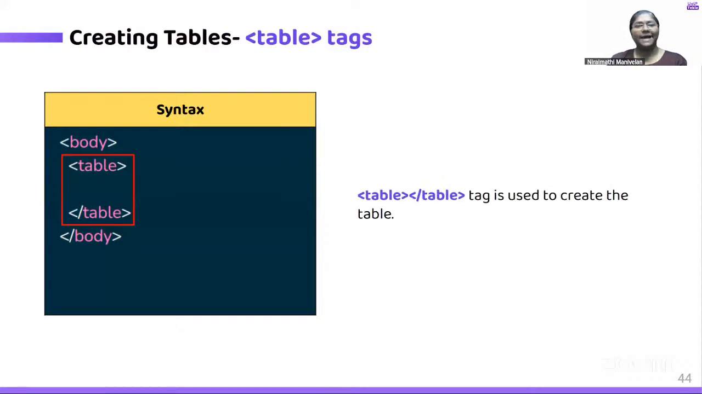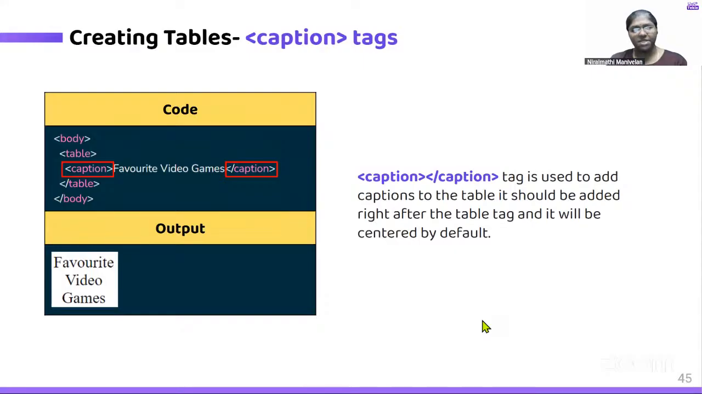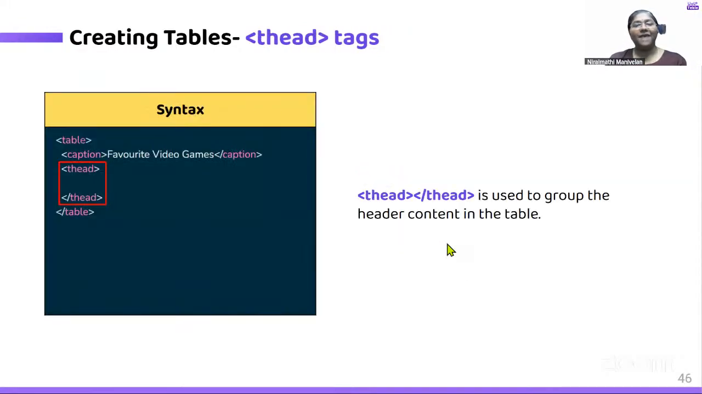The very first tag is the table tag, which helps us to create the table. That is the main tag. And then we have caption. Caption is used to add a heading for our table, just like how we create a heading for the content of a web page. The caption is added right after the table tag, and it will be centered by default.